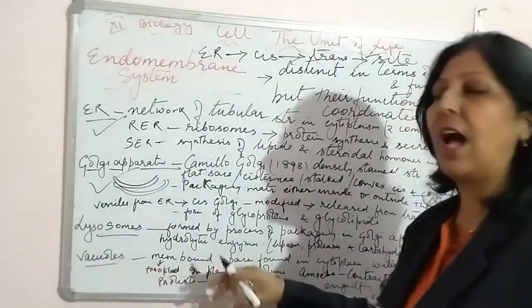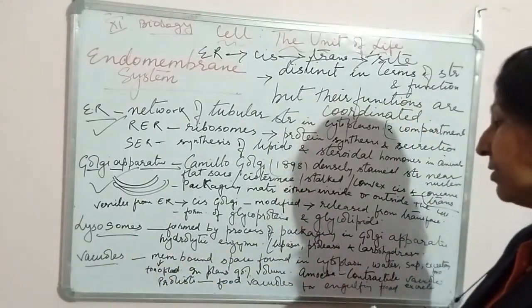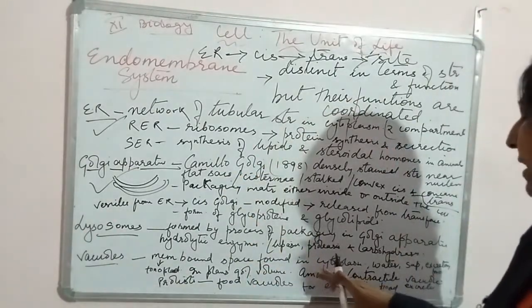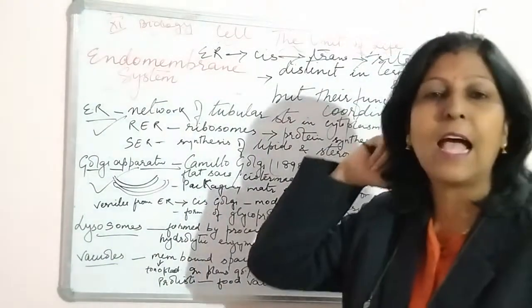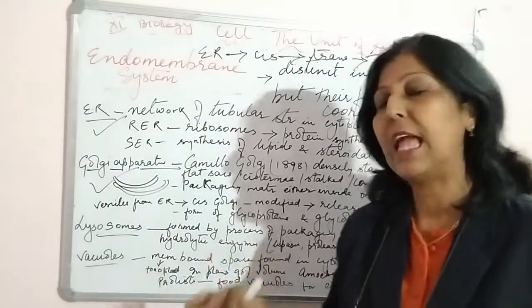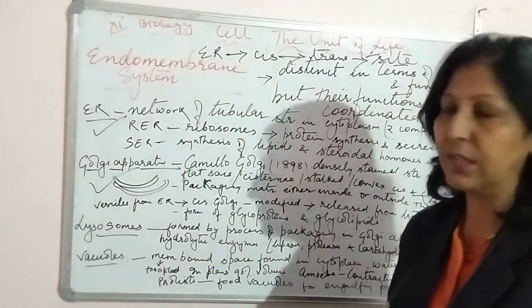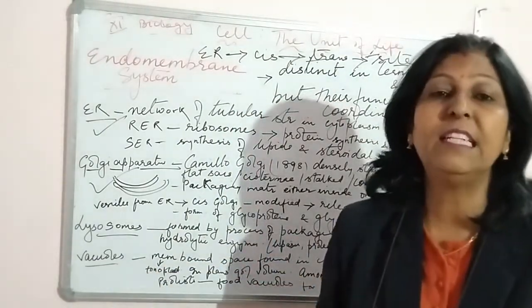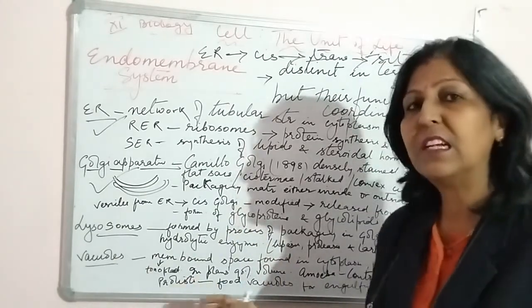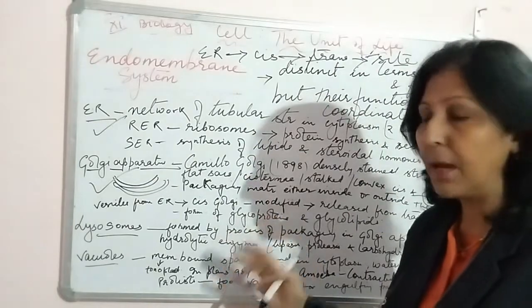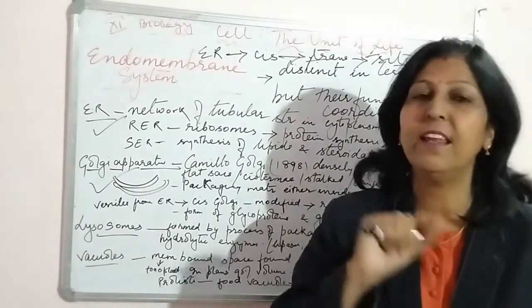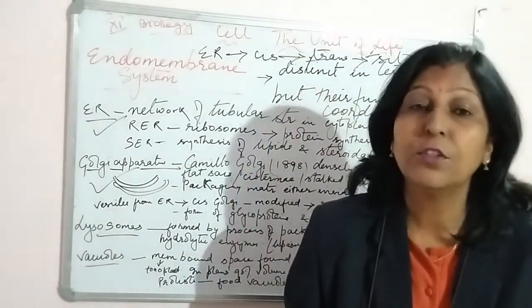Vacuoles are membrane bound spaces in the cytoplasm. What do they contain? They contain water, sap, and all the excretory products not required by the cell, which collect in these vacuoles. In plants, children, 90% of the volume of the plant cell is made up of vacuoles. And the vacuole has a very thin layer known as the tonoplast.